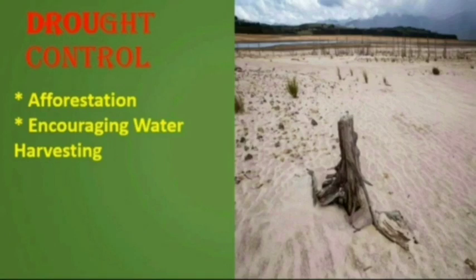Irrigation means the artificial application of water to the land to assist in production of crops during the dry seasons.